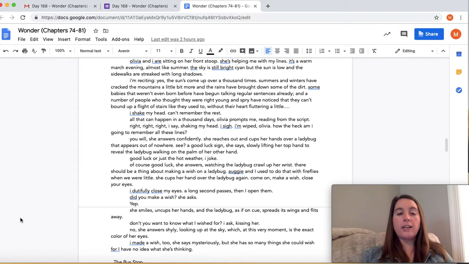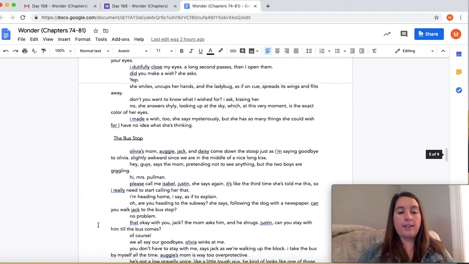So, the ladybug gives them a wish. What do you think Via would have wished for? I think maybe something to do with August, maybe, or her family. All right, let's keep going.